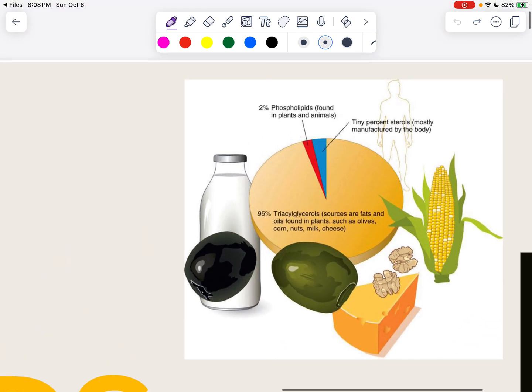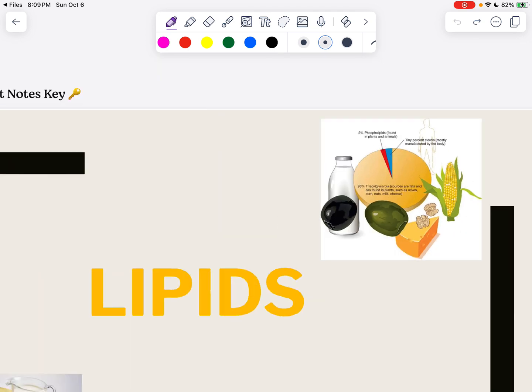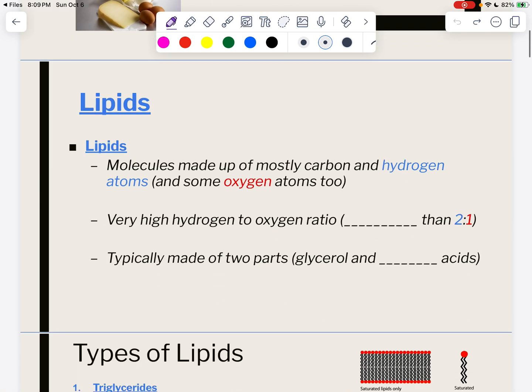Over here, I have a picture of this pie chart where most of your lipids are triacylglycerols or glycerols, which are sources of fat and oils found in plants such as olives, corn, nuts, milk, and cheese. A tiny percentage of your fats are sterols, which are manufactured by the body, and 2% are found as phospholipids, which are around each cell encompassing the cell membranes. So let's get to it.